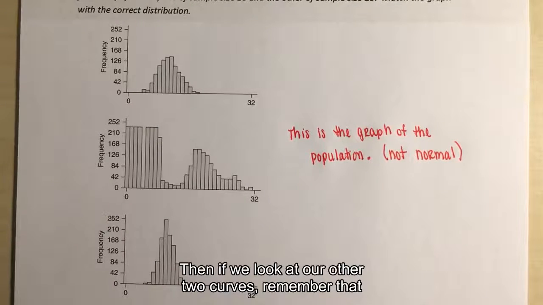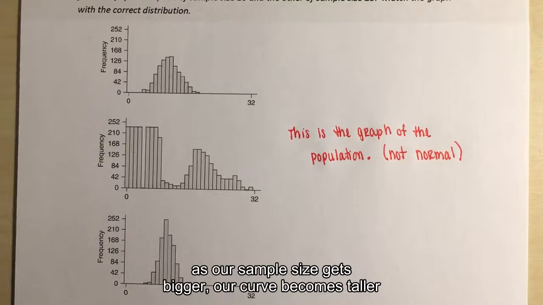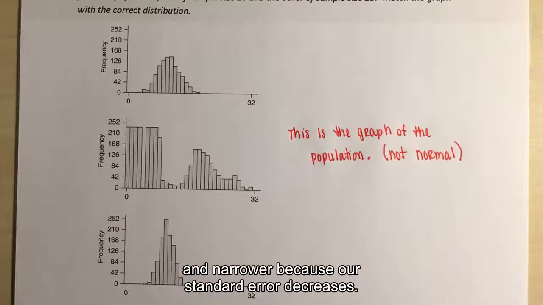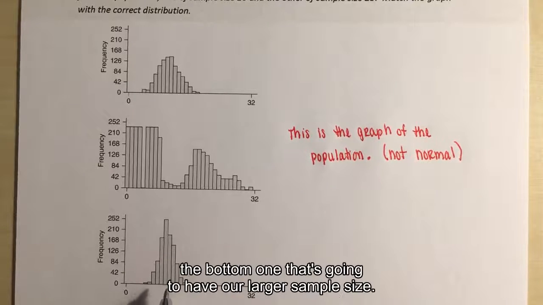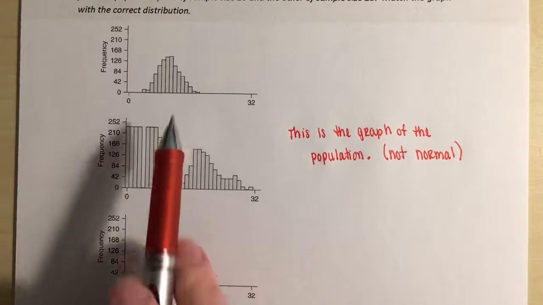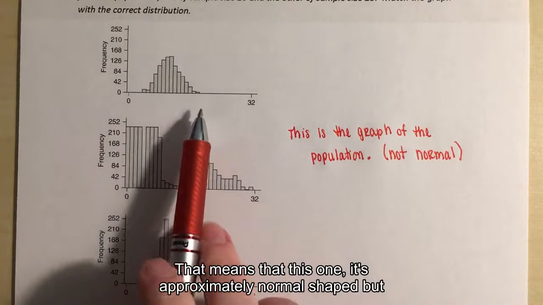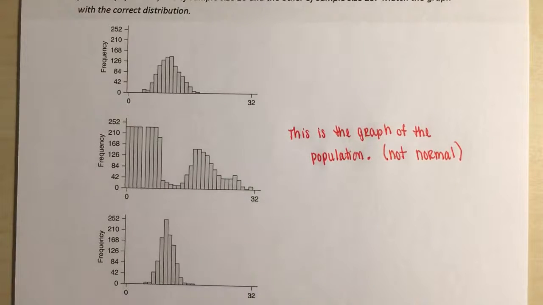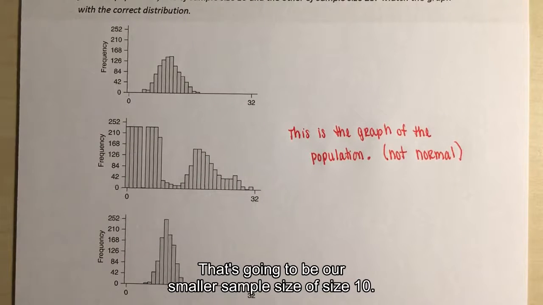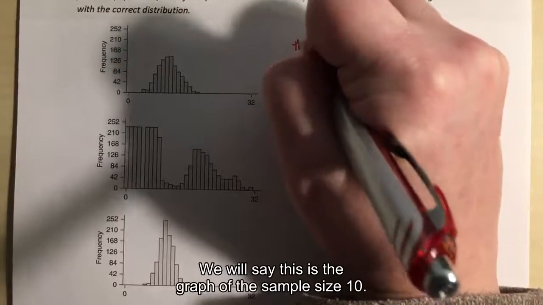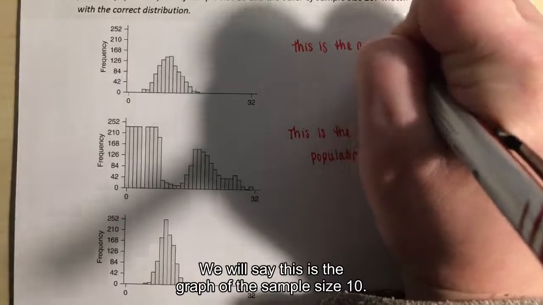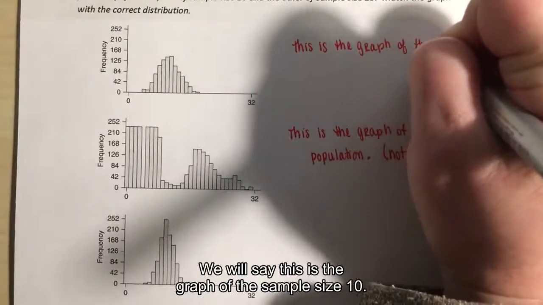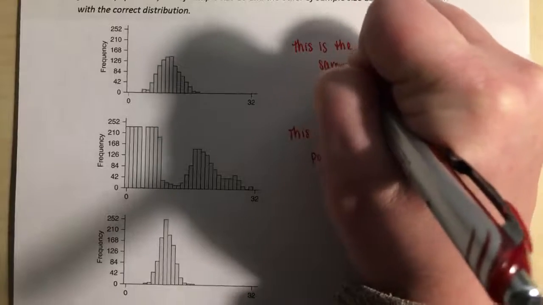Then if we look at our other two curves, remember that as our sample size gets bigger, our curve becomes taller and narrower because our standard error decreases. So our taller, skinnier one is going to be the bottom one. That's going to have our larger sample size. So this one, it's approximately normal shaped, but a little bit more spread out. So that's going to be our smaller sample size of size 10. So we will say this is the graph of the sample size 10.